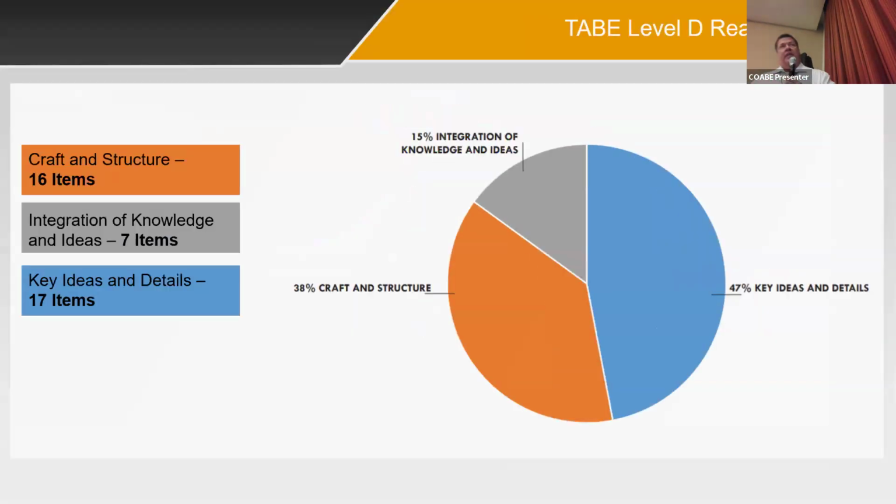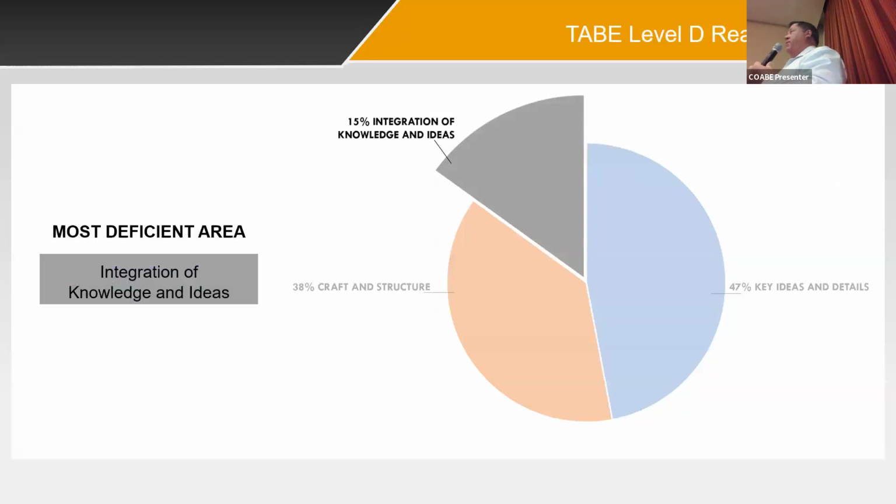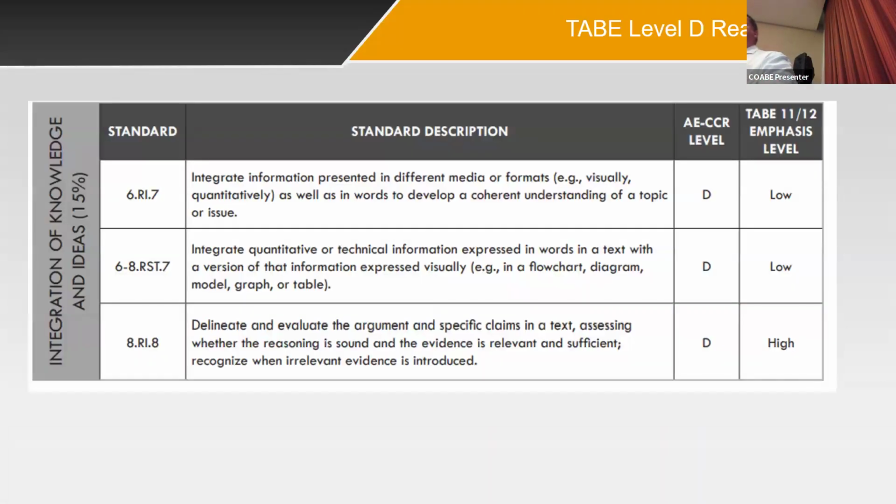So as we move on to level D of reading, again, we have those bigger areas. There's a little bit of a difference because integration of knowledge and ideas becomes the most frequently deficient area on level D. So the percentages and how often those areas are showing up are a little bit different. And again, it's probably because this is a little bit more covered at level D than it was on the other areas. And if we dig deeper into that, here we have only the one high emphasis area.